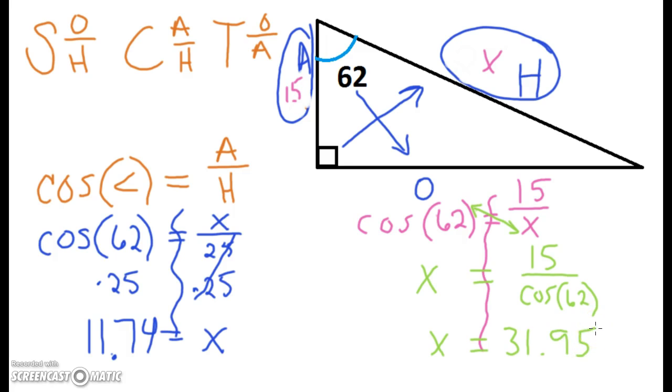31.95. And again, make sure you decide if it makes any sense. If one of the legs is 15, is it okay for the hypotenuse to be almost 32? Sure, as long as it's bigger than 15, it is going to make sense.